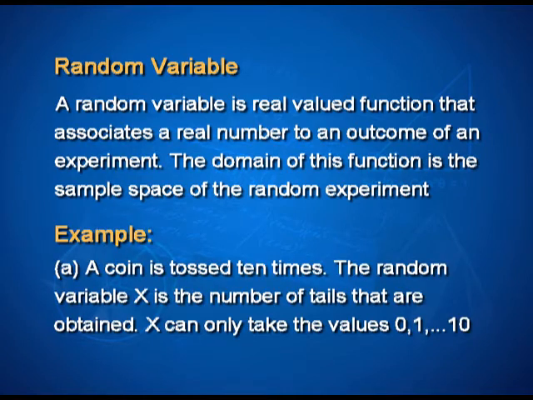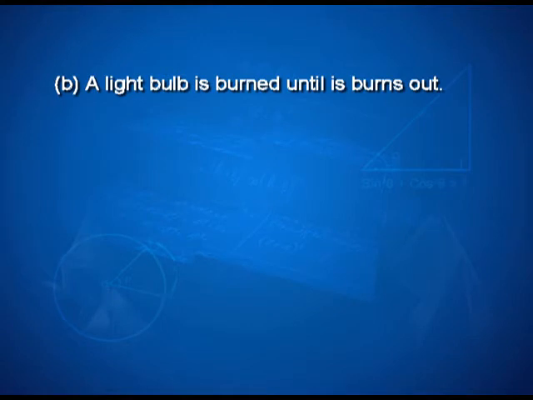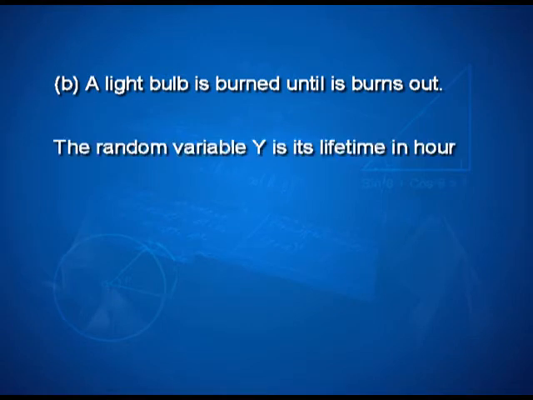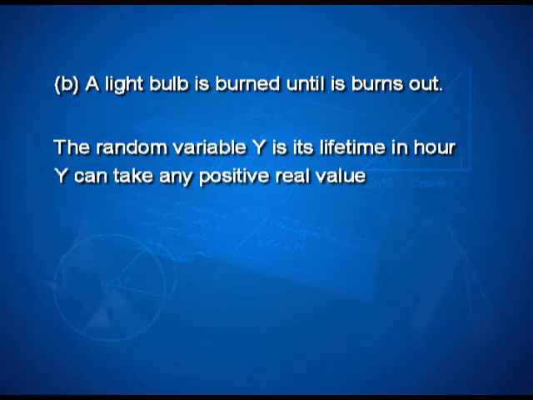Let us look at two possibilities. If a coin is tossed 10 times, then the random variable x will take the values which are same as the number of tails that are obtained. So, x can take values from 0 to 10. If I have a light bulb which is burned until it burns out and random variable y represents its lifetime in hours, then y can take any positive real value.